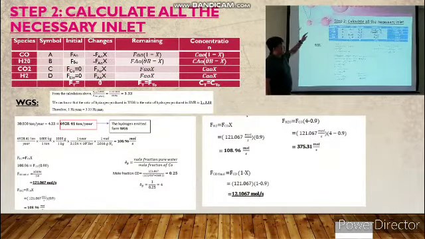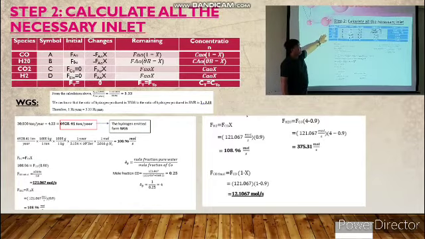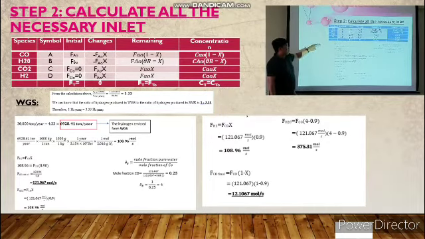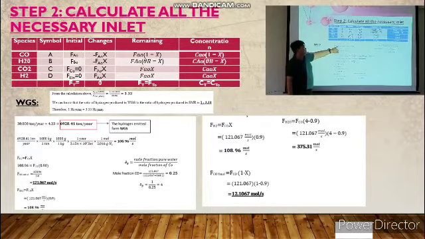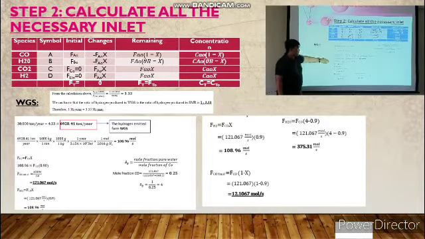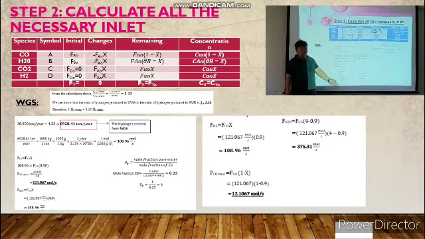And step 2, we need to calculate all the necessary indexes. So we base on these stoichiometry tables to calculate from the WGS. From the question, we know that we need to calculate for 30,000 tons per year. So we convert, and this is after the conversion, and we will get all the indexes.